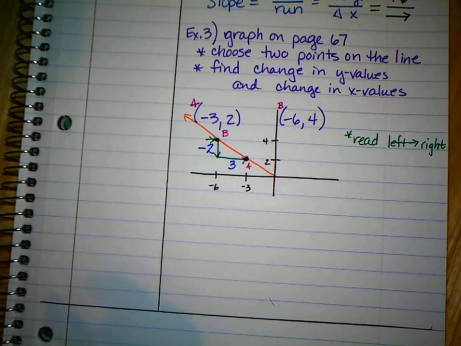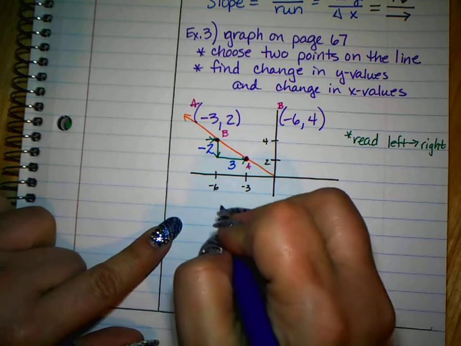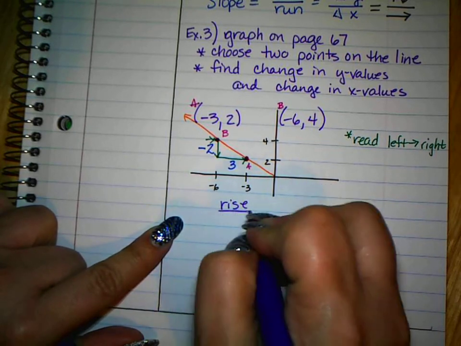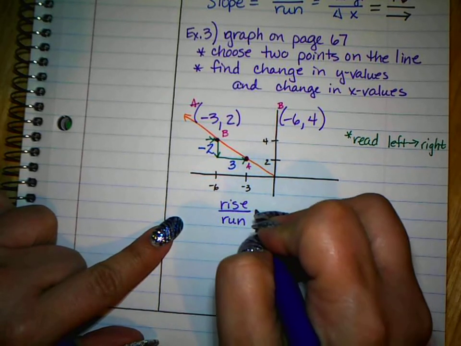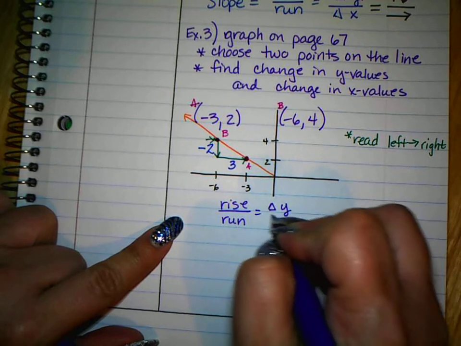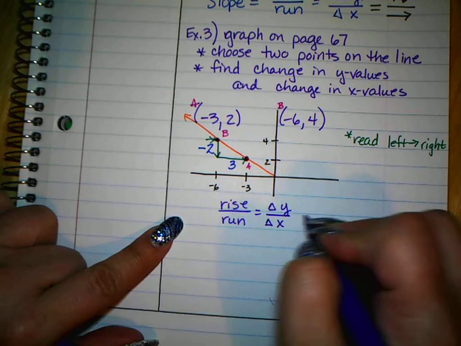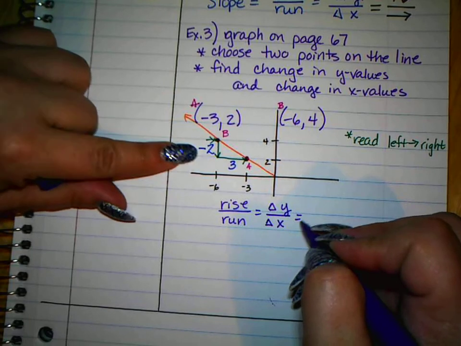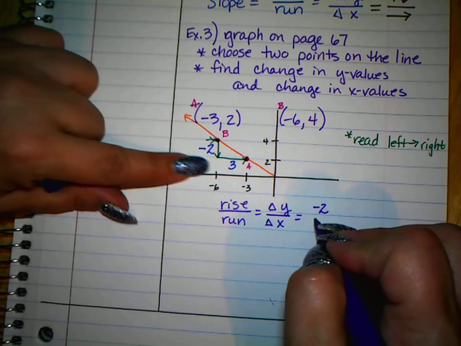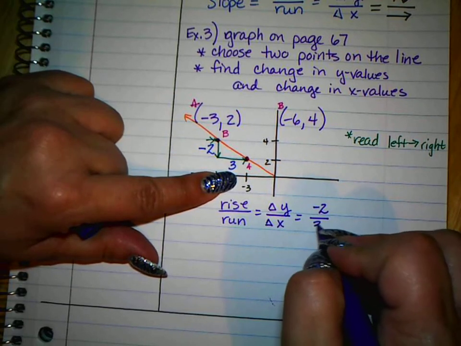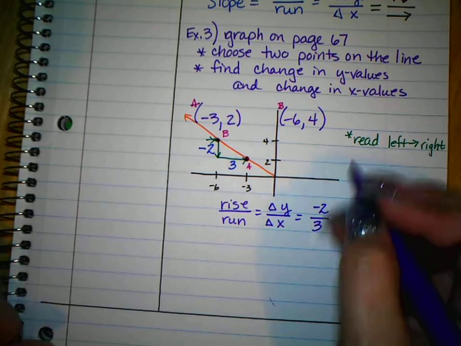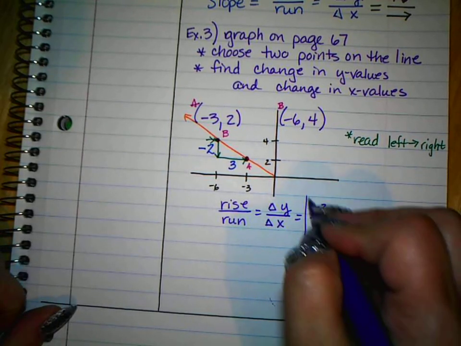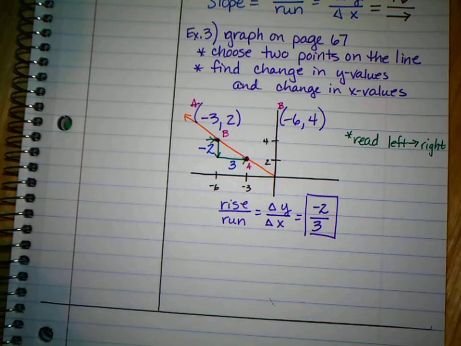So now I want to figure my slope. Remember, it's rise over run, or it's my change in y over my change in x, and my change in y was -2. My change in the x was 3. So my slope is 2/3. Or sorry, is -2/3. My mistake.